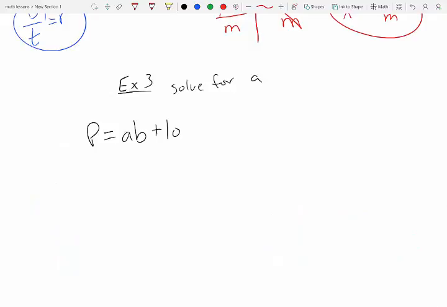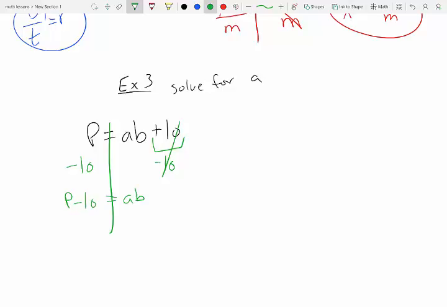For example 3, we're solving for a. So we have p equals ab plus lo. So we need to draw a line down the middle. We're solving for a. We have a plus lo that we need to get rid of over here. So we're going to say it's adding, the inverse of that is subtraction. I'm going to subtract lo, and I'm going to subtract lo. p and lo are not like terms. So I'm going to have p minus lo equals ab.